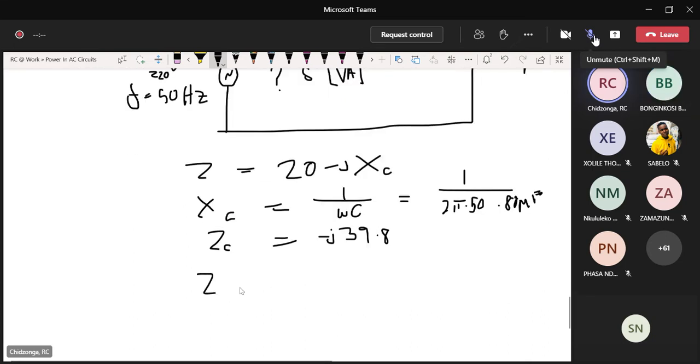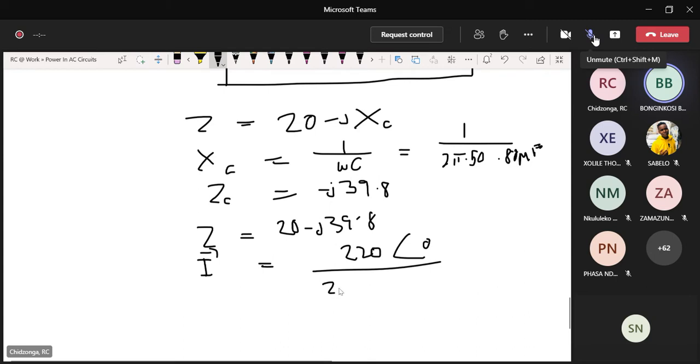So Z for the circuit is 20 minus j 39.8. Therefore, the current phasor is going to be 220 angle 0 divided by 20 minus j 39.8. Please switch off your mic. Sabelo, give me that division, that number.